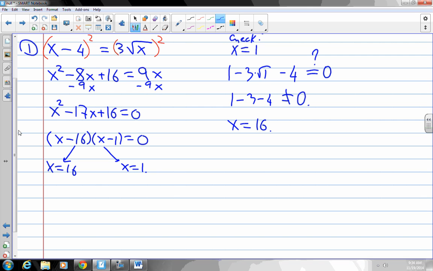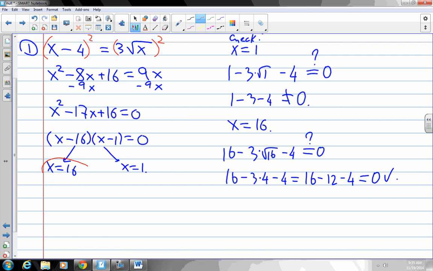When I plug in 16, we'll get what? 16 minus 3 times the square root of 16 minus 4. Is that going to equal 0? So this is 16 minus 3 times 4 minus 4. Yeah, so that's 16 minus 12 minus 4. That does equal 0, so that checks. So this is the only solution. That one is extraneous.